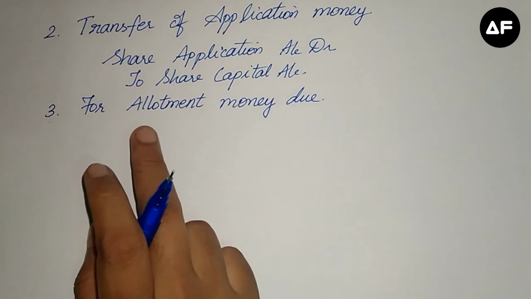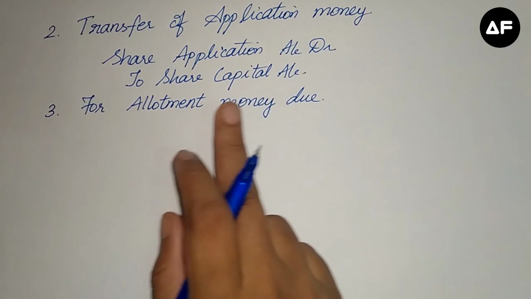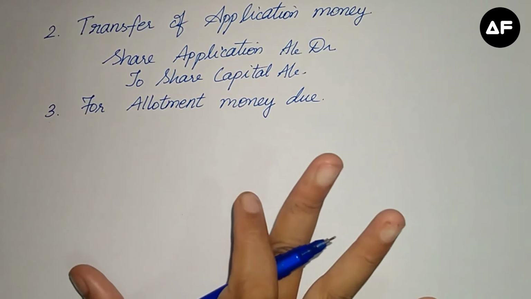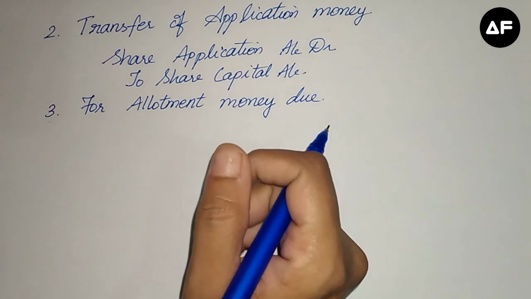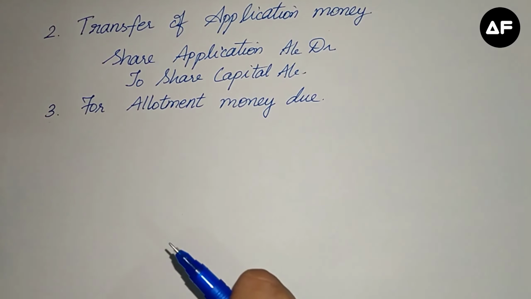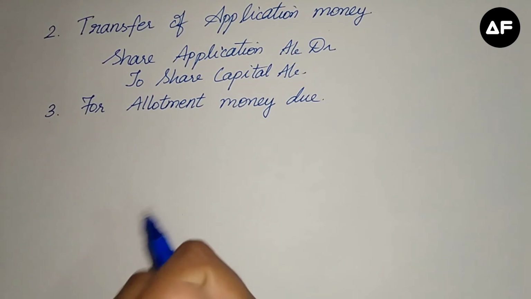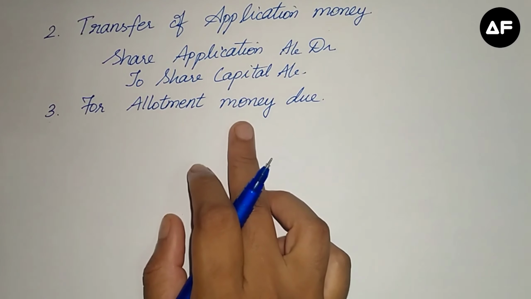So likewise in the company also, this allotment will be done, the same procedure. So after they get the application and the form for the application from the investor, the company will wait for the allotment money.